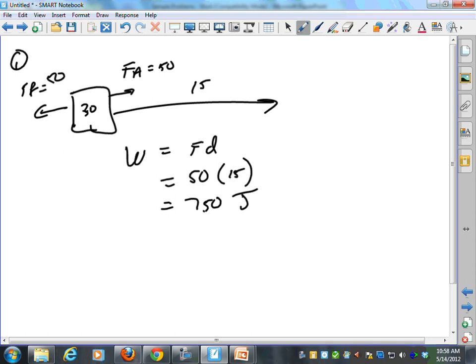750 joules of energy. Now, generally, like when you're reading your vector cereal box, it would talk about kilojoules actually. 750 joules isn't a lot of energy.